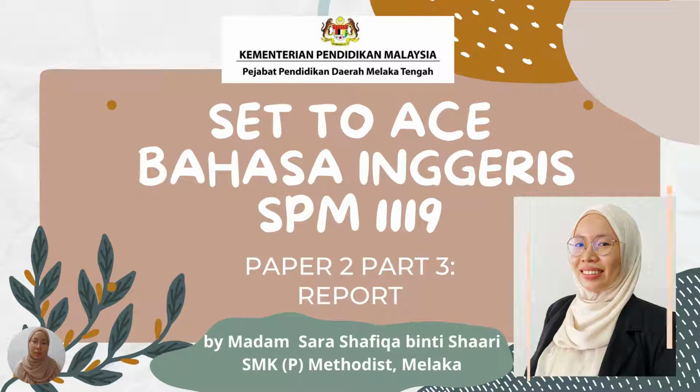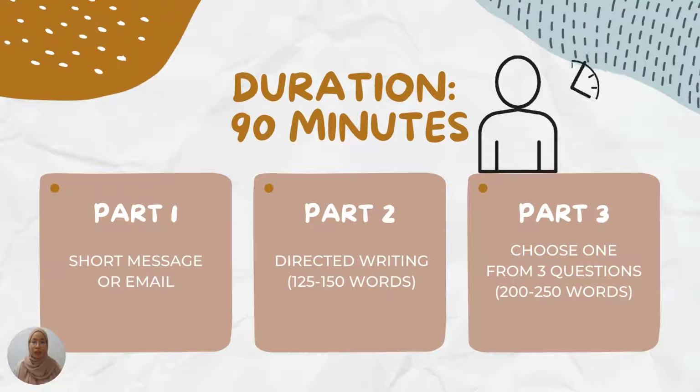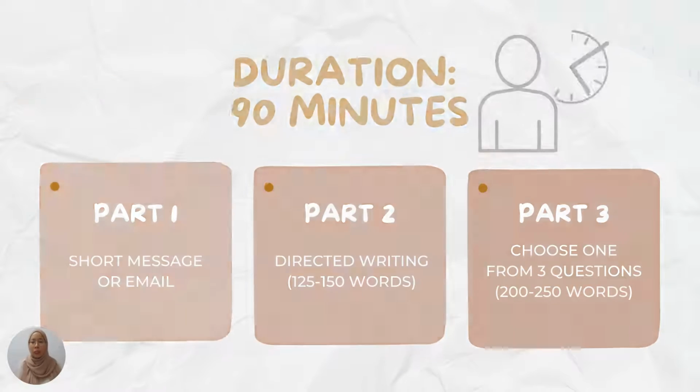I am from SMK Perempuan Methodist Melaka, and today I will be presenting on paper 2 part 3 report writing. So first of all, just to recap, paper 2 writing consists of 60 marks, but it's only 25% of the English language SPM paper. And then the total duration is around 90 minutes, and it consists of three parts, which are part 1, short message or email, part 2, directed writing around 125 to 150 words, and lastly part 3, where you have to choose one type of essay out of 3 questions, and it's around 200 to 250 words.